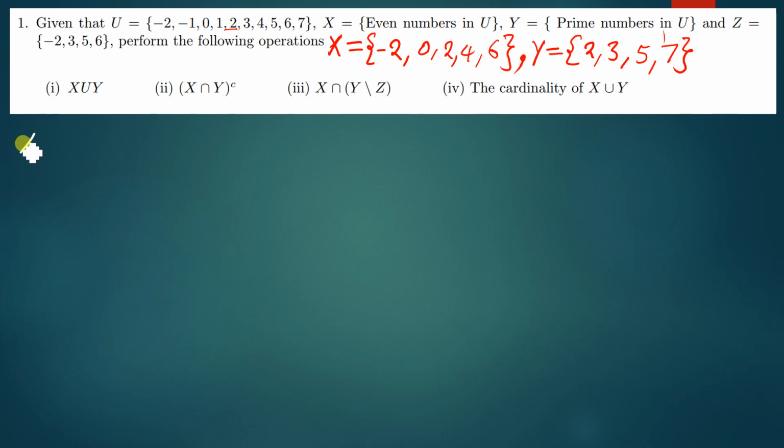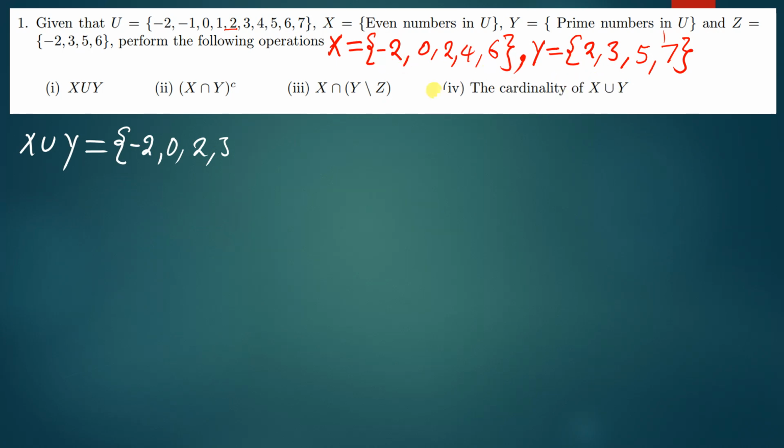So x union y is therefore going to be equal to, we combine x and y, making sure that we only list the common elements once. So we have -2, and then from -2 we have 0, from 0 we have 2, from 2 we have 3. These are the numbers I'm trying to list. I'm combining x and y.